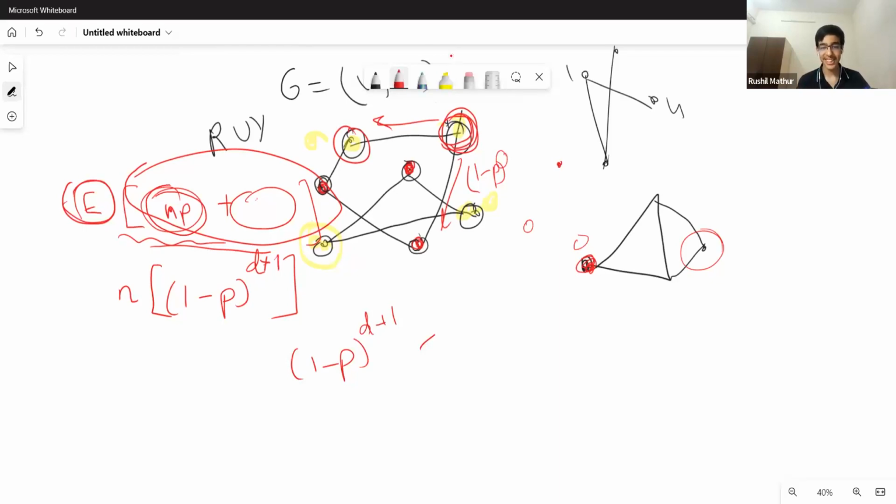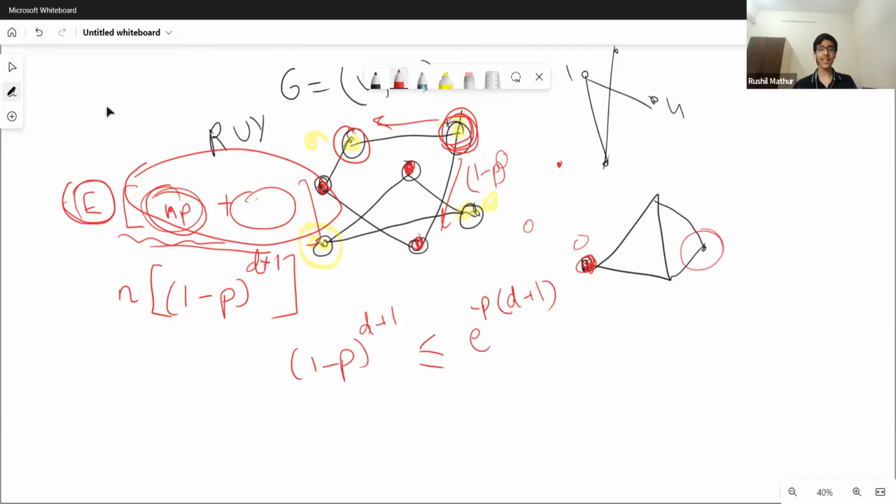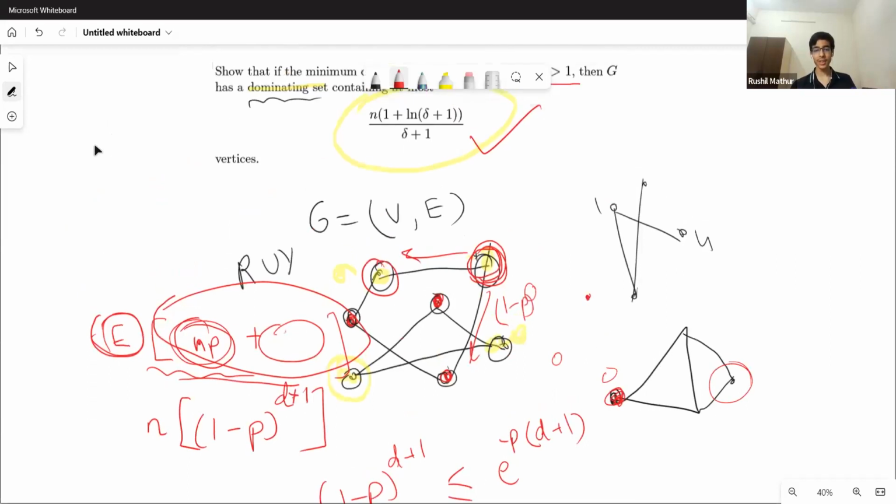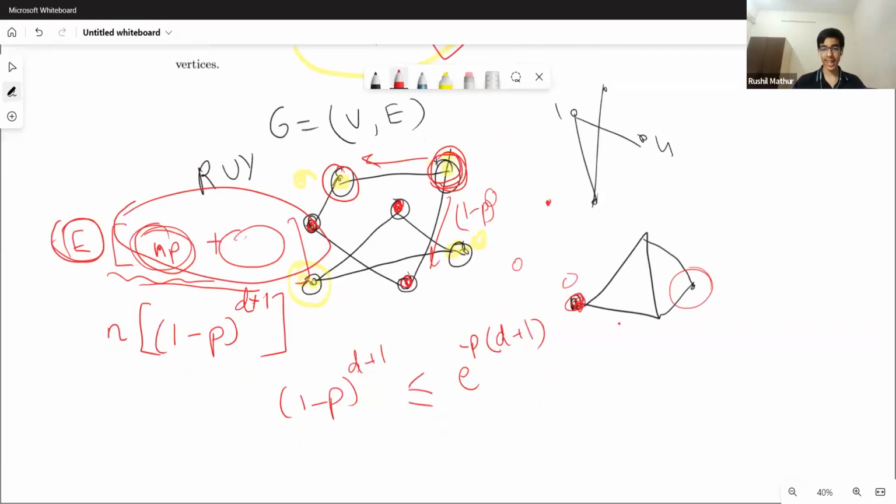What's the sign? Let me just see. Okay, it's e raised to p into d plus 1, minus, I think. Yeah, e raised to minus p (d plus 1). Wow. Okay, also, we know that the minimum degree is delta, so we can actually just replace this with delta because we're dealing with the sign. I don't want to figure out whether d was bigger or not.